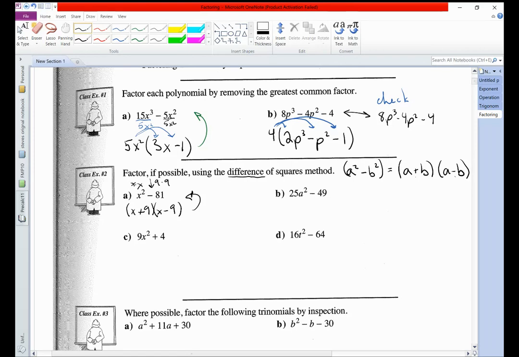The next one, 25a squared minus 49. The first term, is it a perfect square? Well, how do we get 25a squared? 5a multiplied by 5a. So that's a perfect square. It's a difference because there's a subtraction sign, and 49 we know is a perfect square. It's 7 times 7. So I can split this into two factors, split the 25a squared into 5a times 5a, and the 49 into 7 times 7. One's an addition, one's a subtraction. The order doesn't matter.